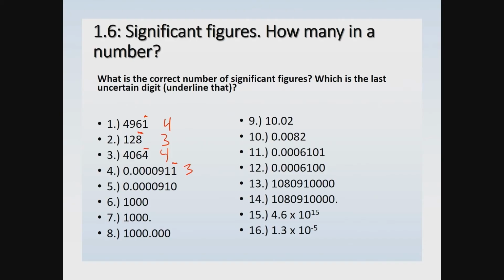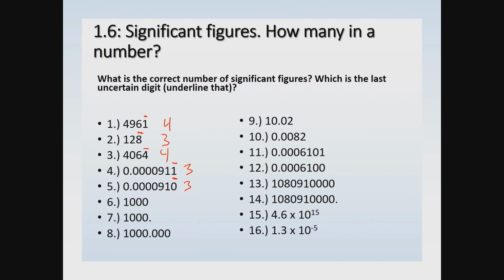Next problem, those zeros to the left of 9 and 1 are not significant. The 0 on the right of 9 and 1 is significant because zeros on the right, if there's a decimal there, are considered significant. So this has 3 significant figures, and that last 0 is the estimated or uncertain digit.